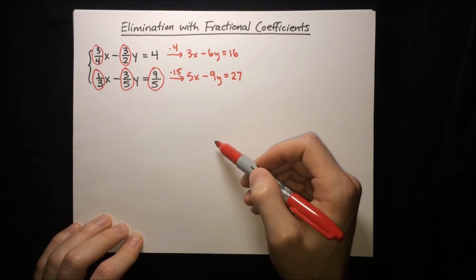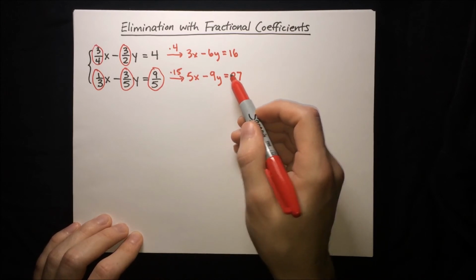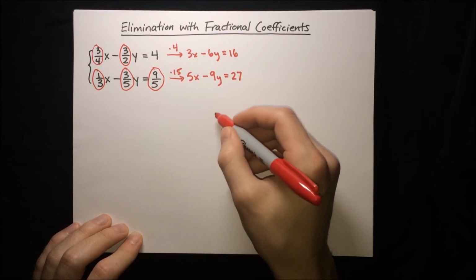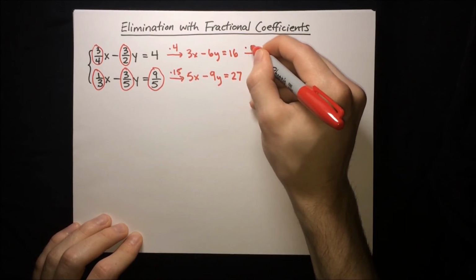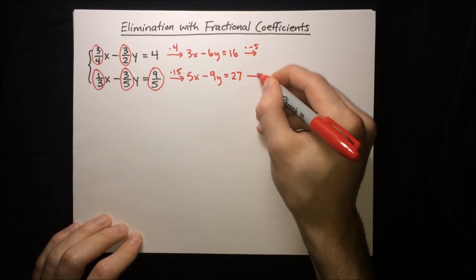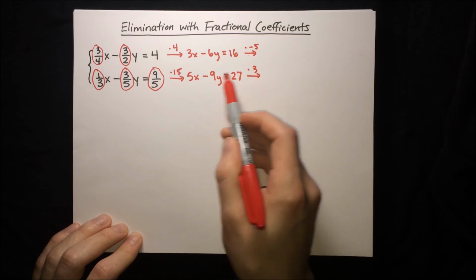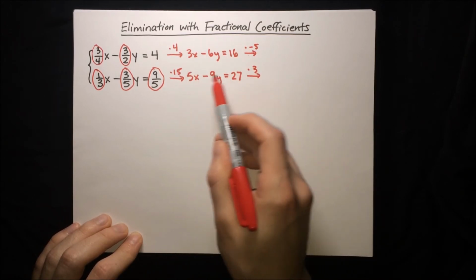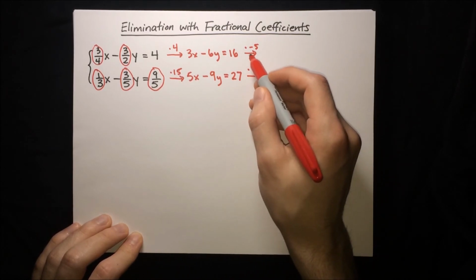So what's the easiest to eliminate here? Well, how about this 3x and this 5x? If we multiply this top equation by -5 and multiply the bottom equation by 3, then this will become 15x, and that'll become 15x. That'll become -15x, and this will become positive 15x, and then those will cancel. So let's carry out that multiplication.